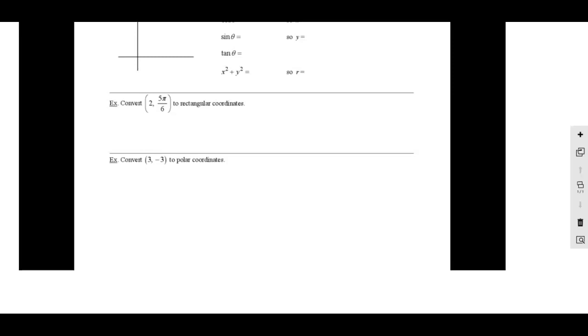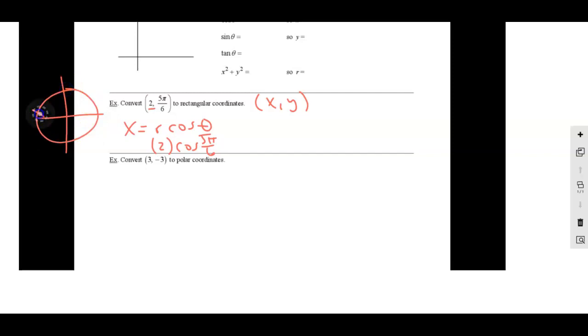Here we go. Convert this polar point to rectangular. Remember, rectangular means x and y, but x is just r cosine theta. The r value is 2. The cosine, plug in the theta. Let's see, 5π/6 is over here, where you come over a lot, up a little. So it's negative root 3 over 2, 1/2. So the cosine of 5π/6 is going to end up being negative root 3 over 2. Those 2's will cancel.